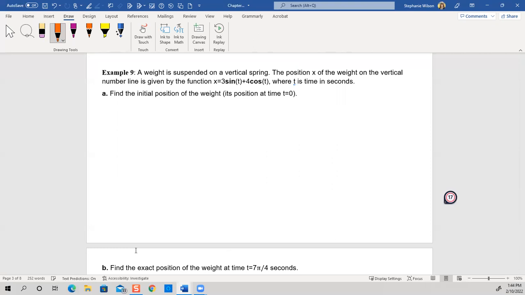And we're going to start with when t is 0. Well, that means time starts out at 0, right? When we're starting, things start at 0. So we're just going to plug in 0 for t. All right. Well, sine at 0 is 0. Cosine at 0 is 1. So 3 times 0 is 0, plus 4 times 1 is 4. My answer is 4. Okay, now let's find part B.